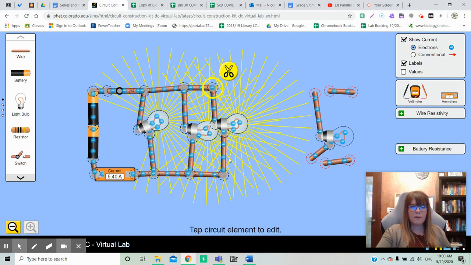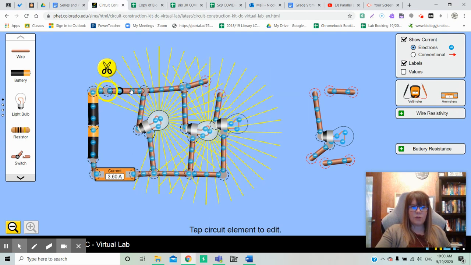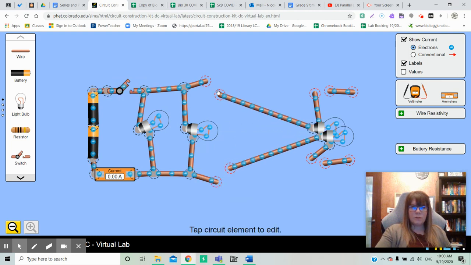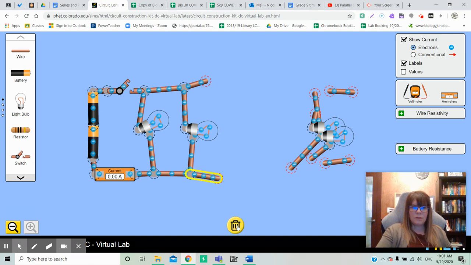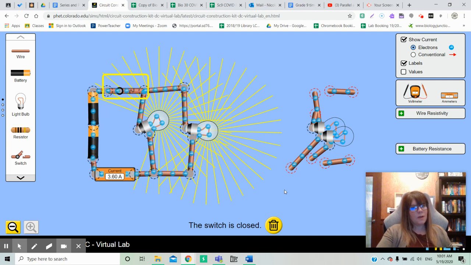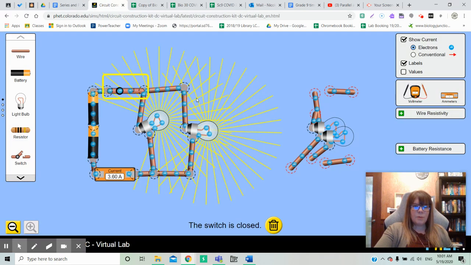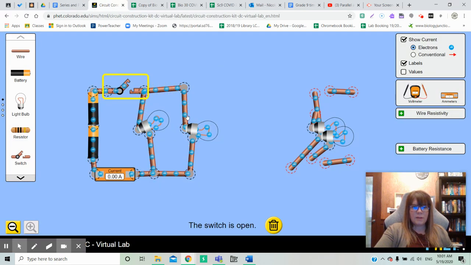All right, we're going to do this again. Turn off my circuit, get rid of another bulb here. All right, let's turn it back on. Again, you can see it hasn't changed, still very, very bright, but this time it is 3.60 amps.